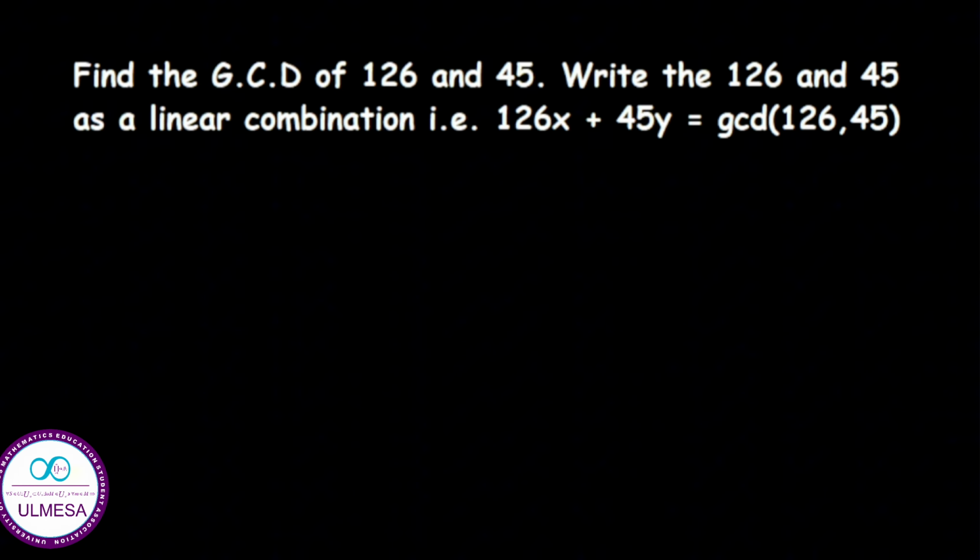Okay, let's dive into the question. Find the GCD of 126 and 45, and write it as a linear combination. So how do I find the GCD? It is a very simple procedure. Let me just put it in layman's words.